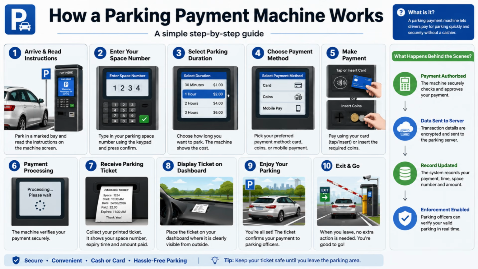So, in simple words, a parking payment machine works by collecting the parking space number, calculating the selected parking time, accepting payment, printing a ticket, and updating the parking record securely.